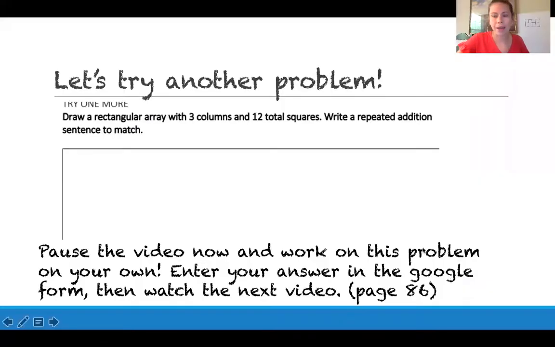create that many. So now, friends, we're going to jump back in our packet, go to page 86 and find the try one more packet problem. I want you to work on this problem, fill out the Google form, and then you can click next and watch the next video and we'll talk about the problem together. So go ahead and work on the try one more problem now.